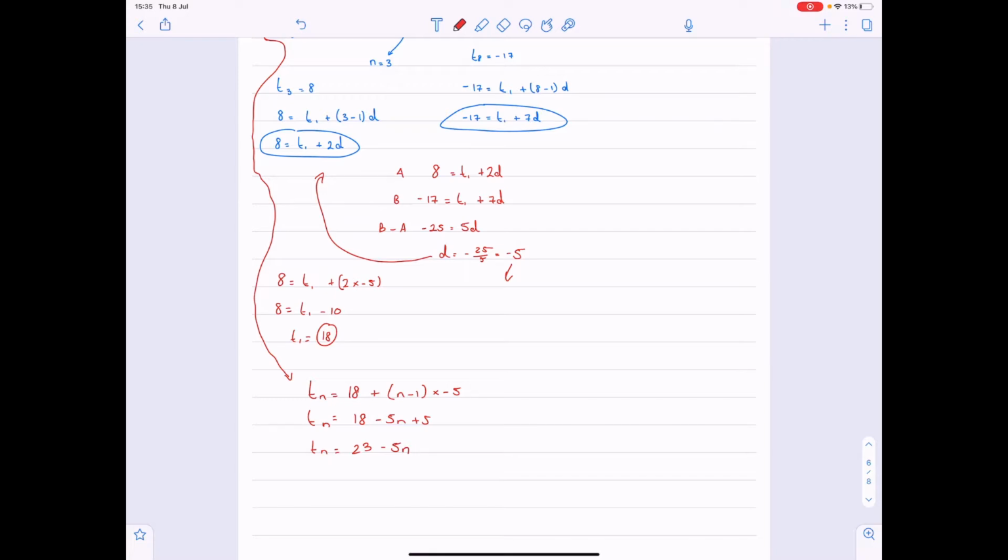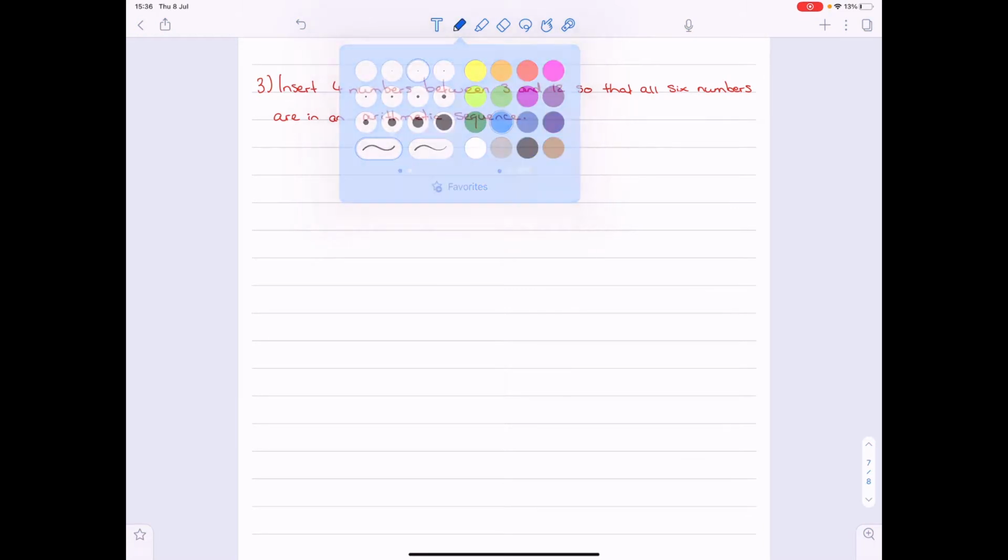Now we're going to go on to the final question. Insert 4 numbers between 3 and 12 so that all 6 numbers are in an arithmetic sequence. As I said before, as soon as you see the words arithmetic sequence, you want to know there's a common difference d. Just write that out. There we go. Then let's write this out.